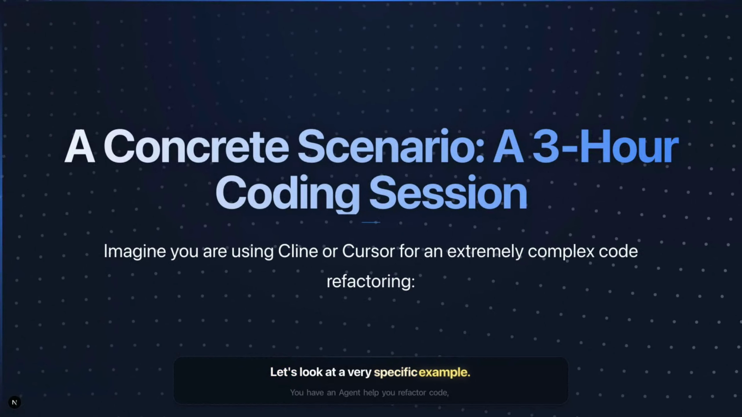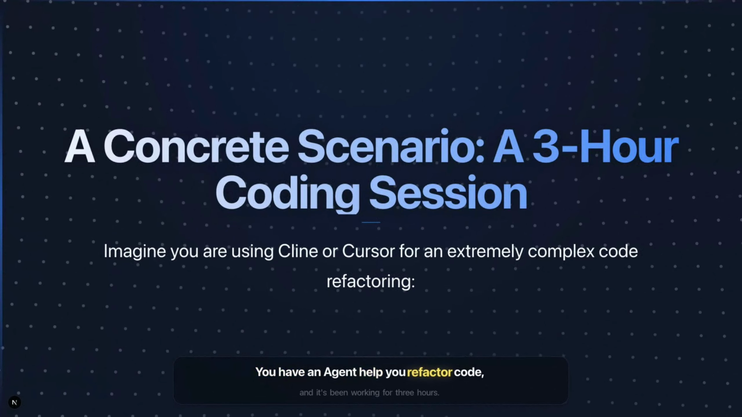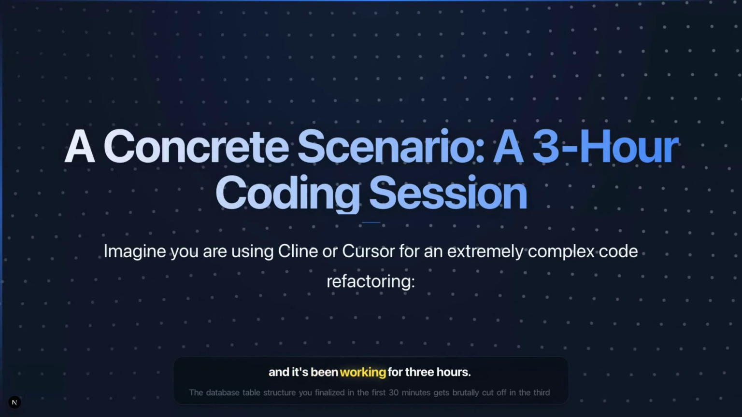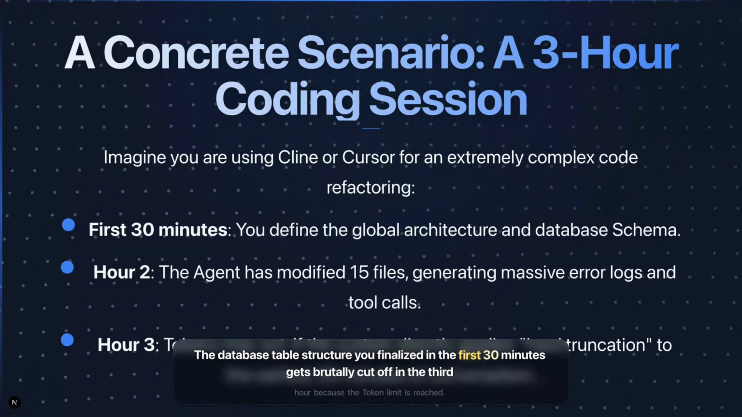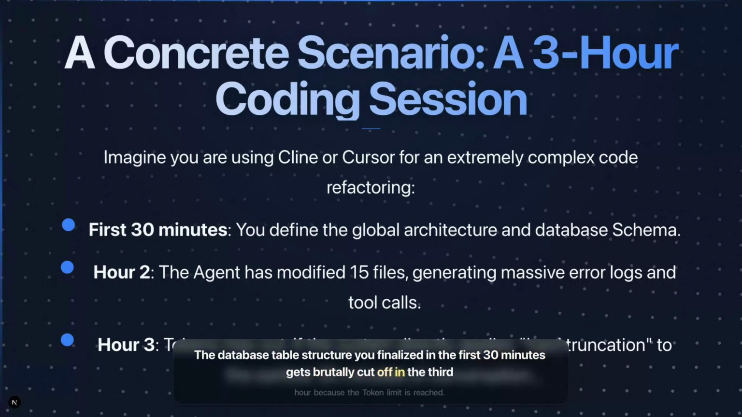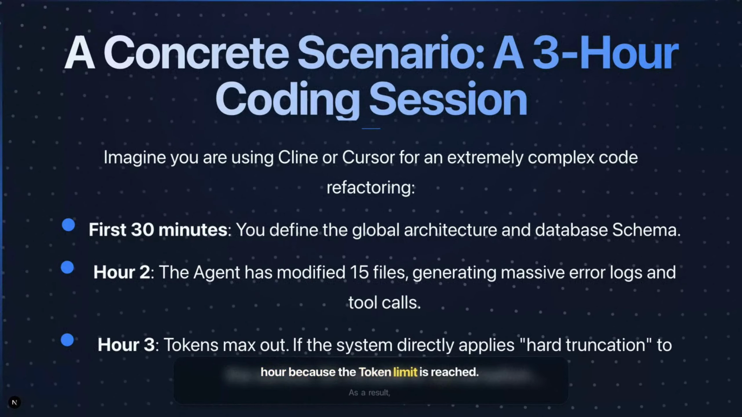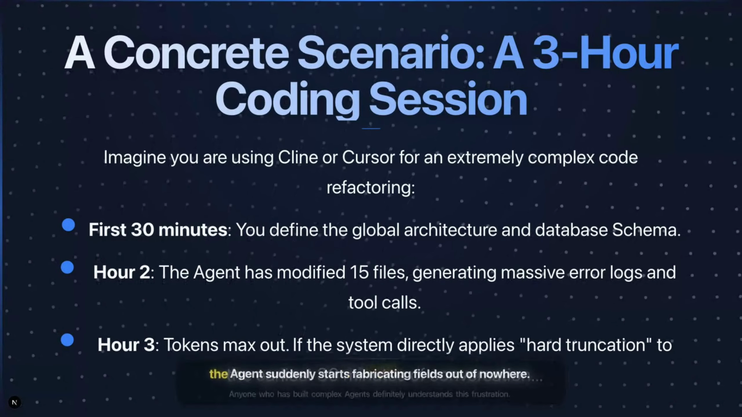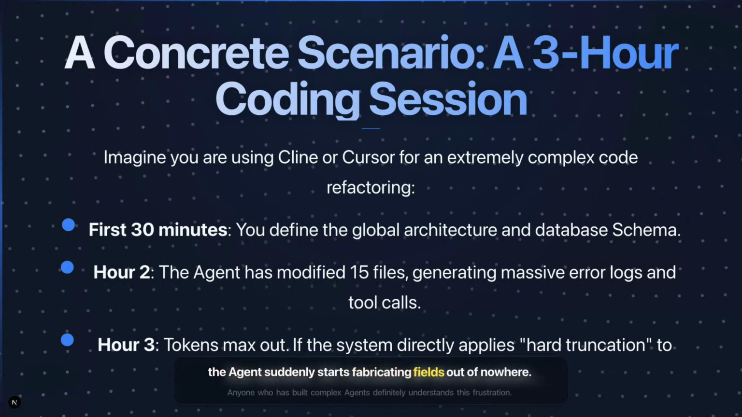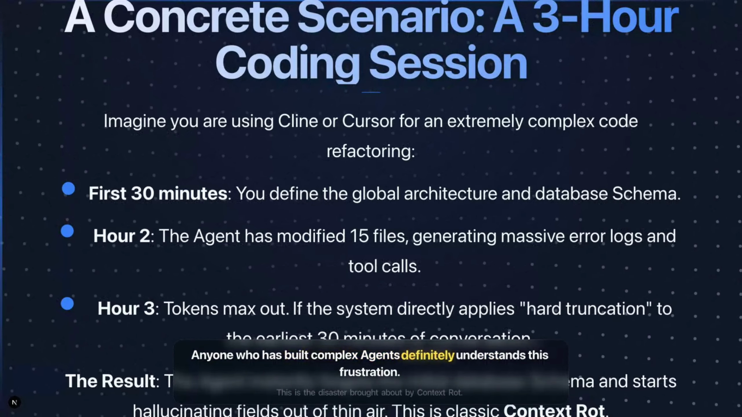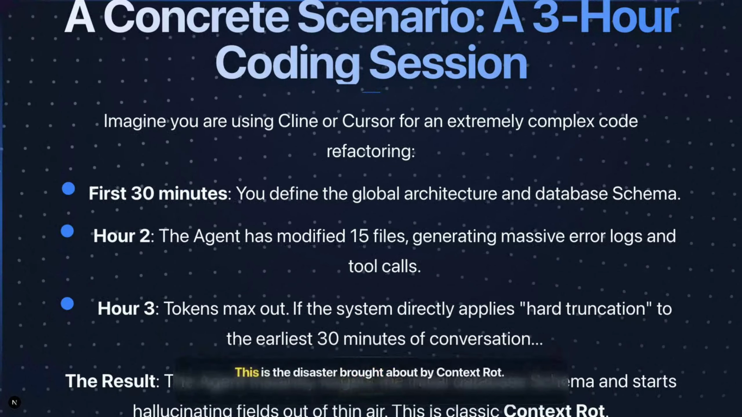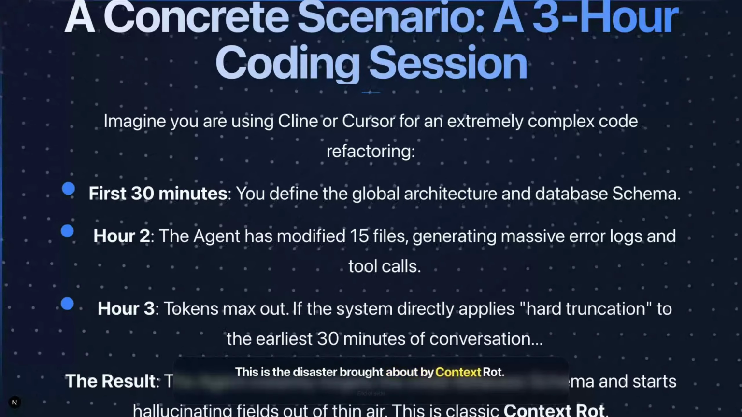Let's look at a very specific example. You have an agent help you refactor code, and it's been working for 3 hours. The database table structure you finalized in the first 30 minutes gets brutally cut off in the third hour because the token limit is reached. As a result, the agent suddenly starts fabricating fields out of nowhere. Anyone who has built complex agents definitely understands this frustration. This is the disaster brought about by context rot.